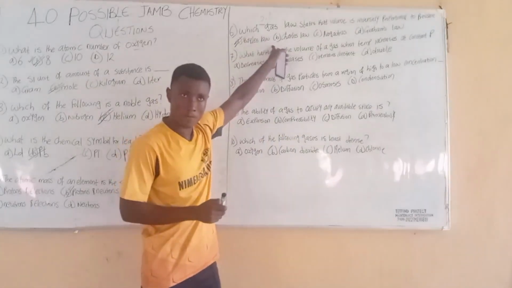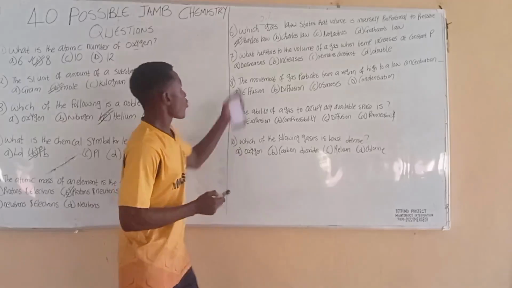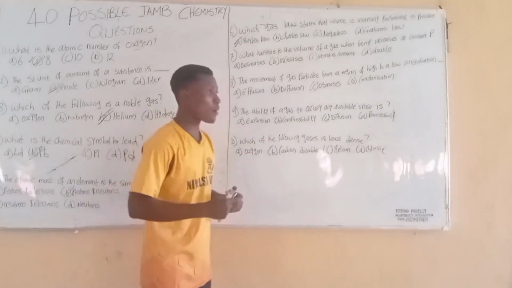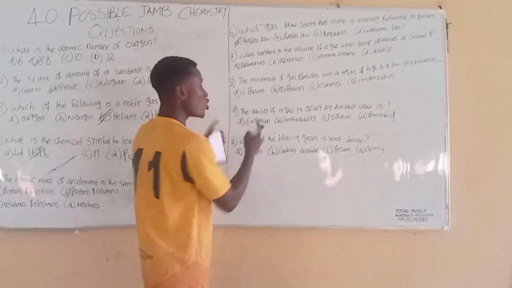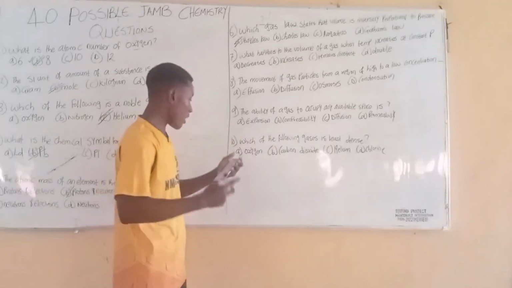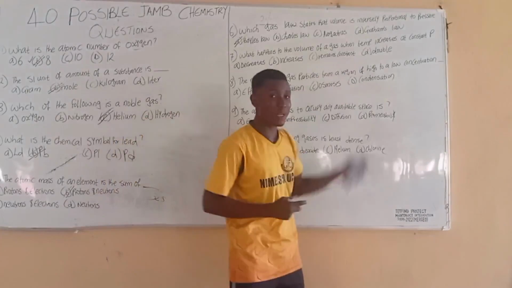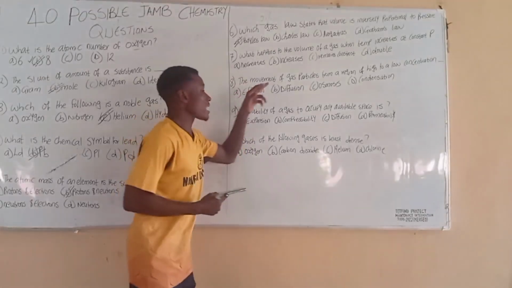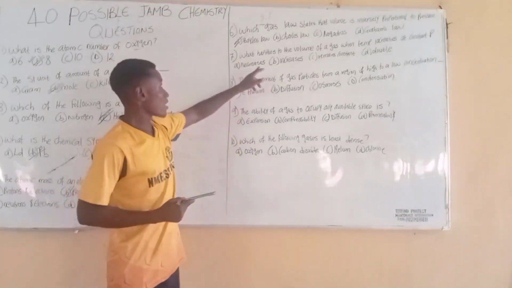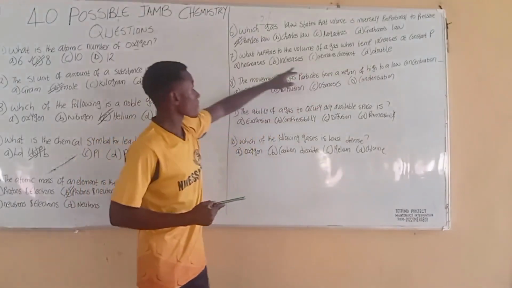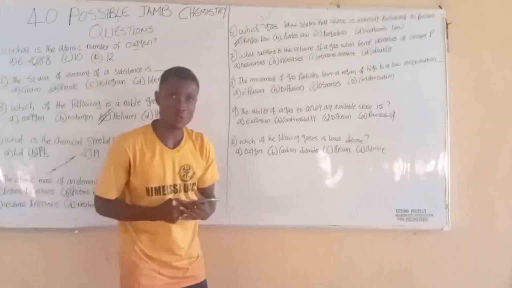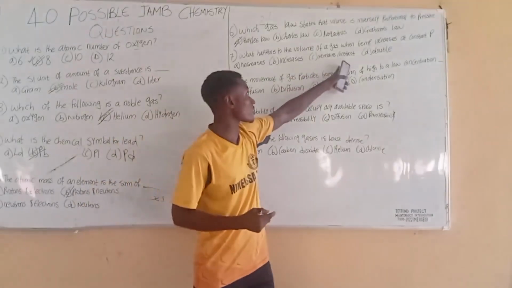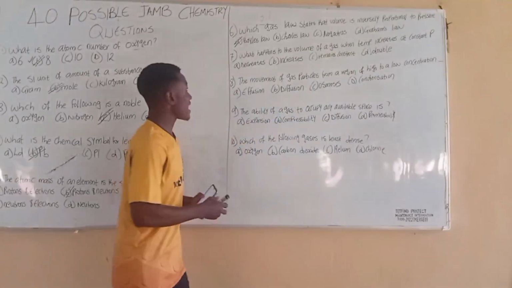Boyle's law. Number 7 says, what happens to the volume of a gas when temperature increases at constant pressure? What is going to happen to the volume of a gas when the temperature is increasing at constant pressure? A says decreases. That is, when temperature increases, the volume of the gas is going to decrease? It doesn't work that way. B says increases. C says remains constant. D says double. The correct answer here is what?